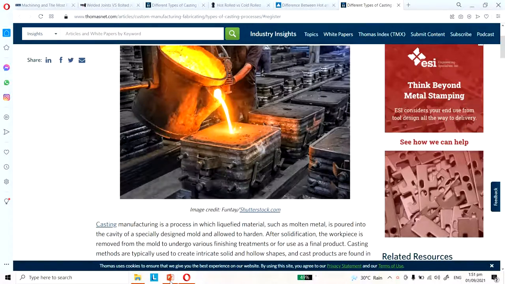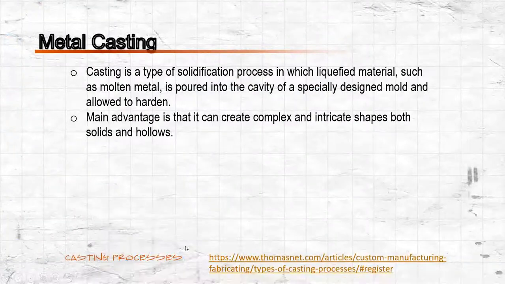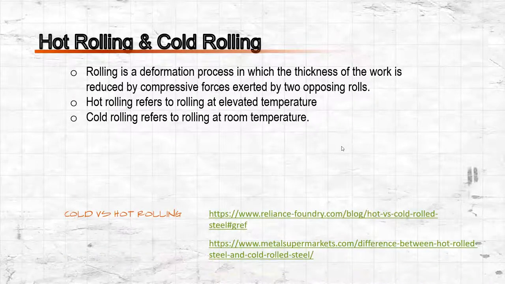Okay, the main advantage of the metal casting process is that it can create complex and intricate shapes, both solids and hollows. It's simply because the liquid metal is in a fluid state, so it can just follow the shape of the mold. An example of this is the engine blocks of internal combustion engines. Those complex geometries are made using the casting process.